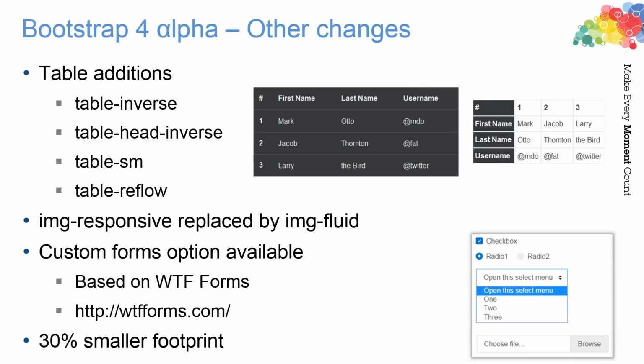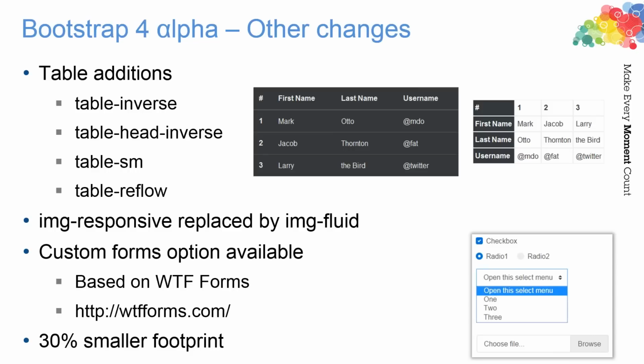So, some other smaller changes. The tables have had some additional CSS classes added to them. The first one, table-inverse, gives your table a dark style with lighter text, which you can see in the first table in the middle of the slide there. And the table on the right-hand side is actually using the other three. It's using table-head-inverse, which gives the header of the table an inverse look and feel. It's using table-sm to make the table smaller, so less padding and less margins.